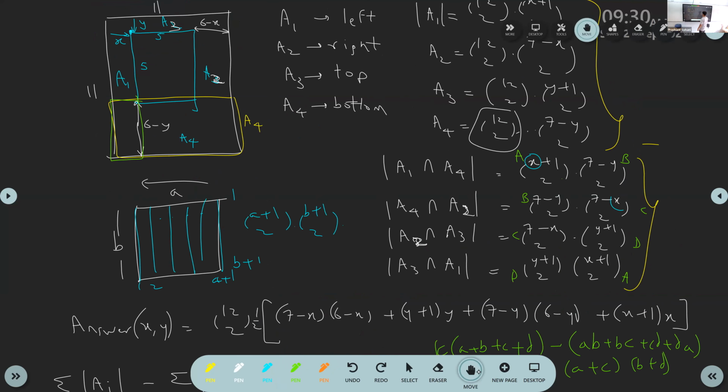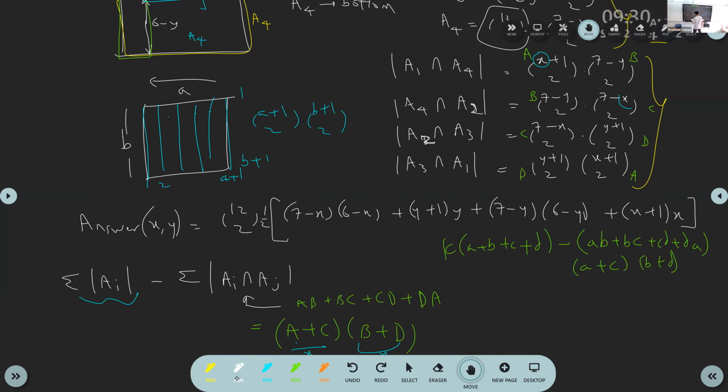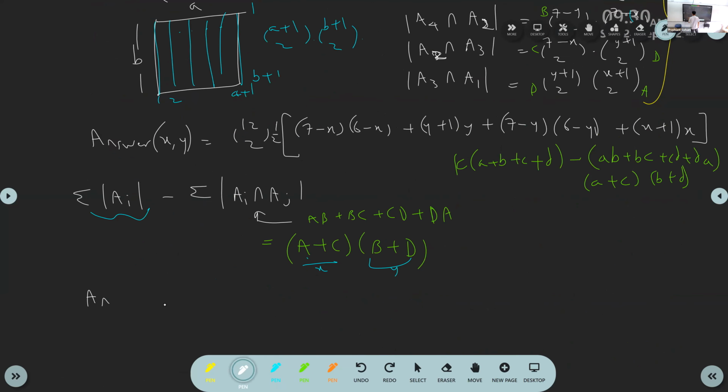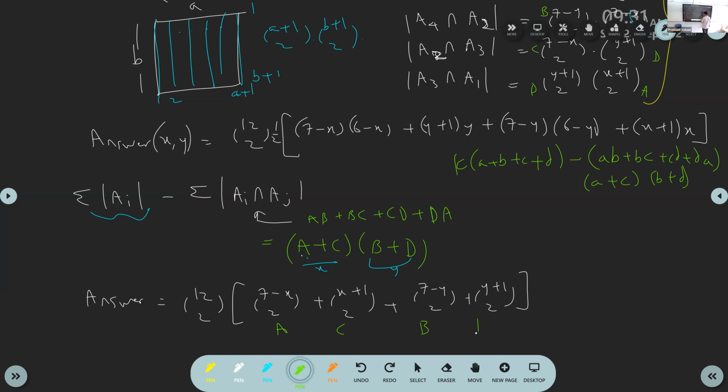So now can I rewrite my whole answer in a nice way? So I can write the answer as 12 choose 2 times A plus C, the two terms which have x. So 7 minus x choose 2 plus x plus 1 choose 2. So this is my A and C. And plus B and D. This is B. And whole thing minus this x into y. A plus C and B. So this.